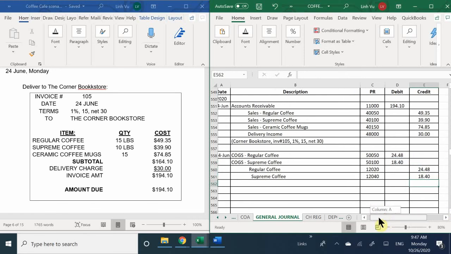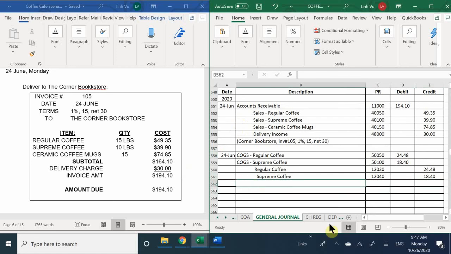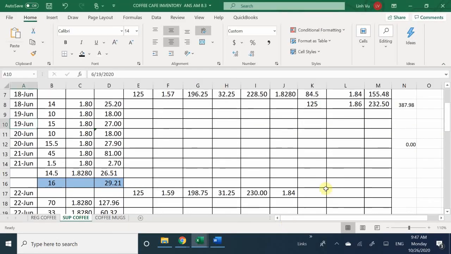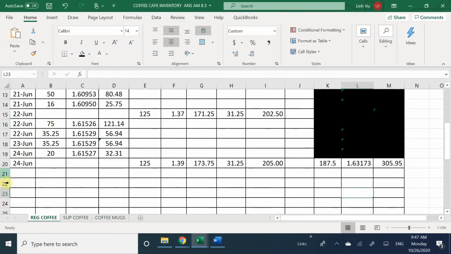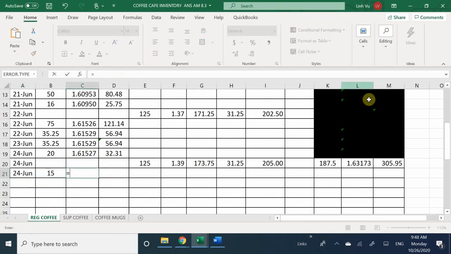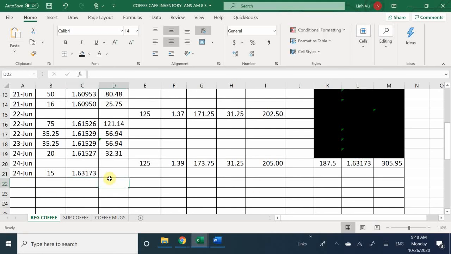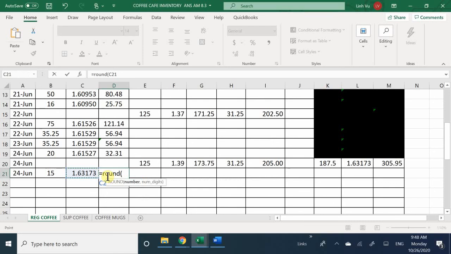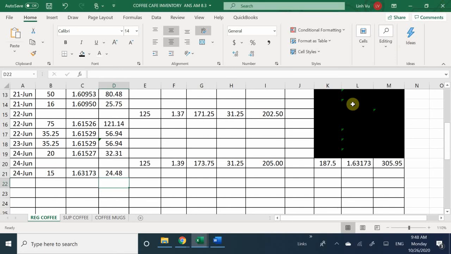So to Corner Bookstore. Okay, let's go ahead and confirm that calculation before we go to the ledger real quick. So there you go. Regular coffee, 15 at how much? It's 1.63173333. Good. So it's 2448.